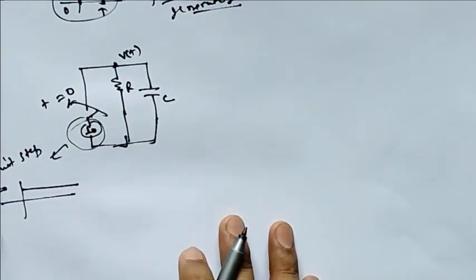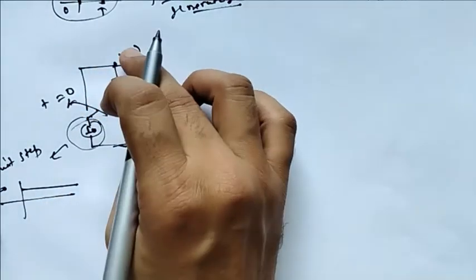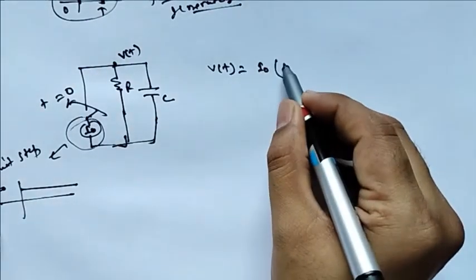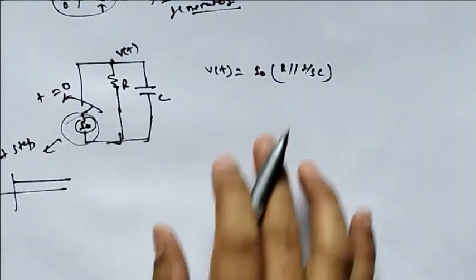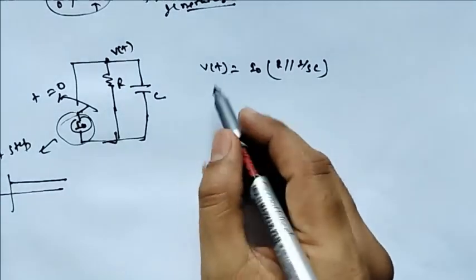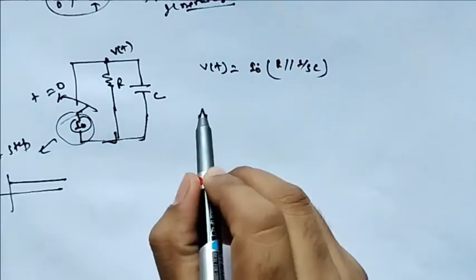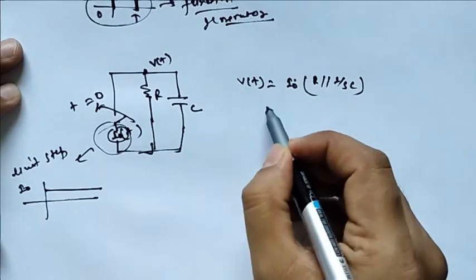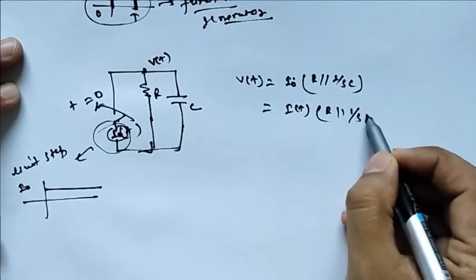Now how will we calculate it? If you take the parallel combination of this and multiply with I naught, it is going to give me V of t. So V of t will be I naught into the parallel combination of R parallel 1 by Sc. What is this I naught? This I naught is I of t, so I of t into the parallel combination of R and 1 by Sc.